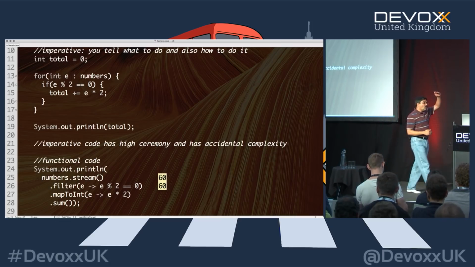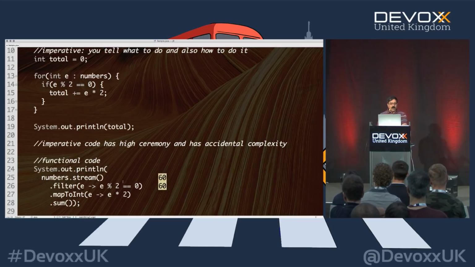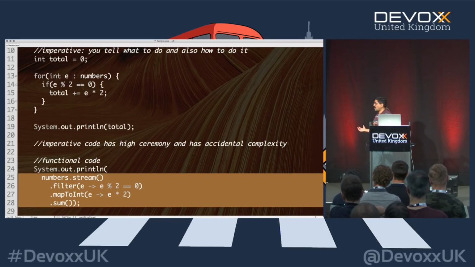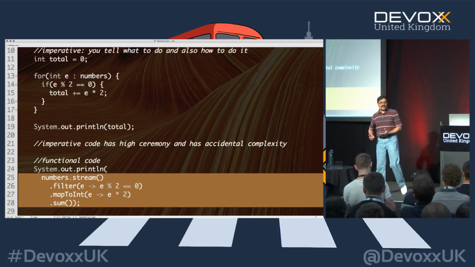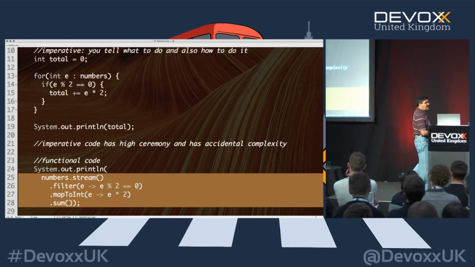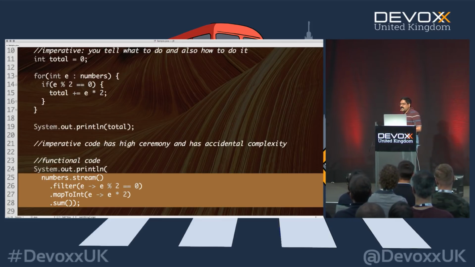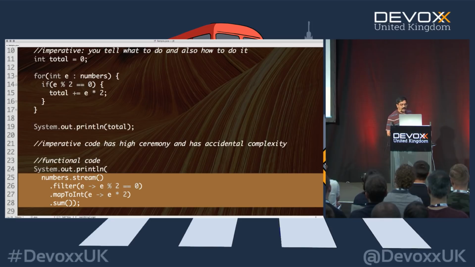Whereas here, you are reading it top down. Given all the numbers, get me the even numbers, get me the double of them, total it, let's go home now. So it becomes really easy to understand the code. It does not have the accidental complexity in the code. However, we have to be extremely careful with what we are doing.